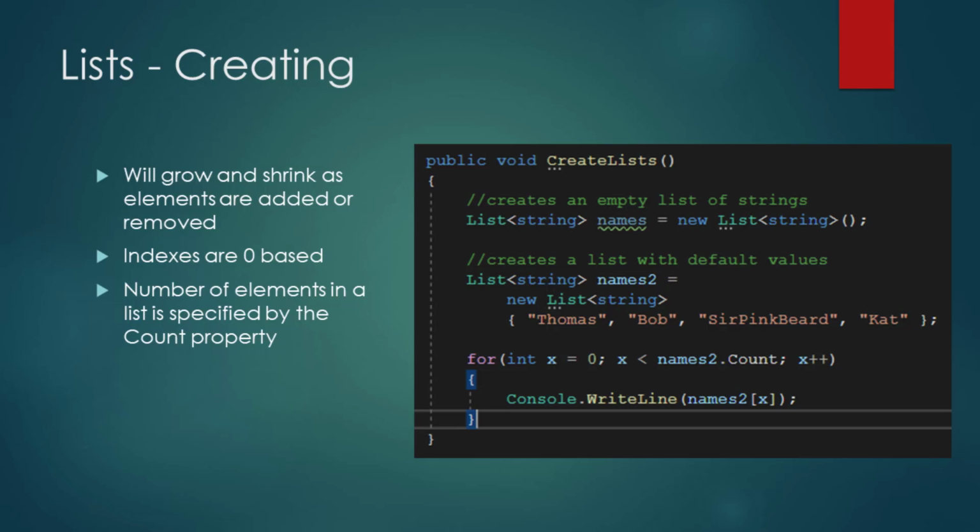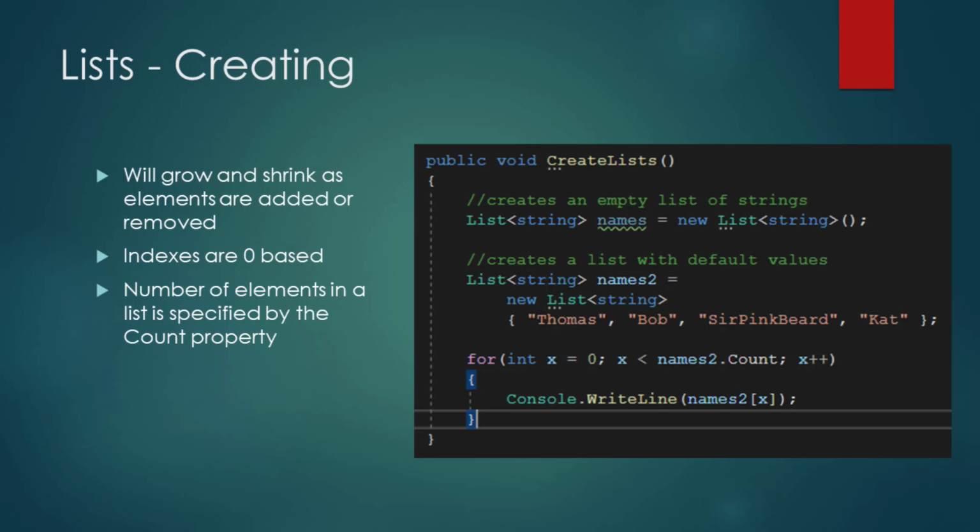A list is created like all other objects, except that we have to specify a type using angle brackets. So our first list, called names, is an empty list of strings, and it can hold as many string values as we want. Just like with arrays, we can specify some starting values for our list. So names2 has 4 names in it when it's created. However, unlike arrays, the names2 list is not limited to only holding those 4 values. We can add more or remove those values as we want, and the size of the list will change as needed.